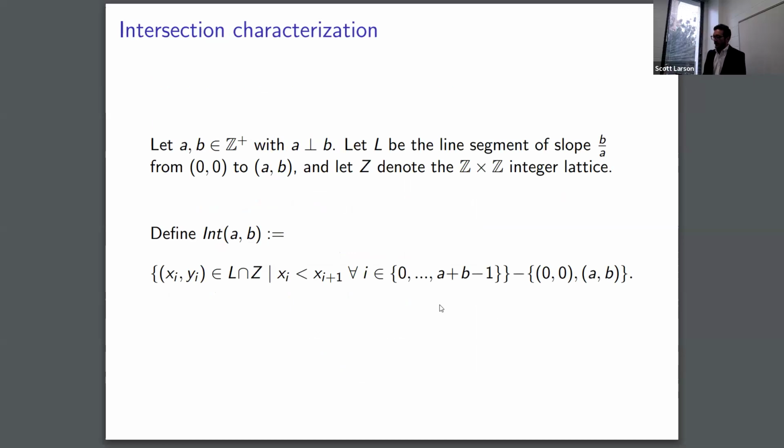Next up, we have the intersection characterization, which is a different way to characterize Christoffel words. Basically, you have the line segment of slope B over A from the origin to the point A comma B. You let Z by Z be the integer lattice, and you take the points where that line intersects the integer lattice. Then you order them from the origin to point A.